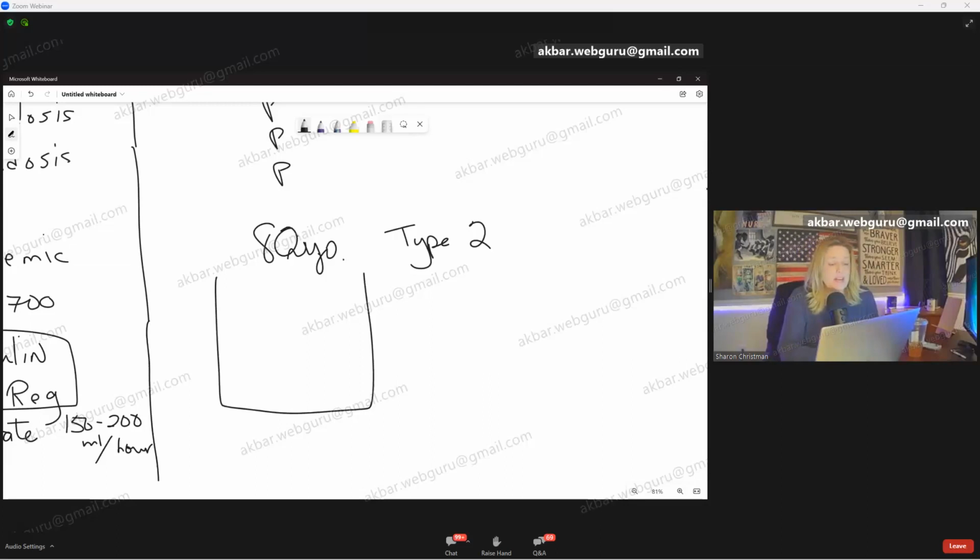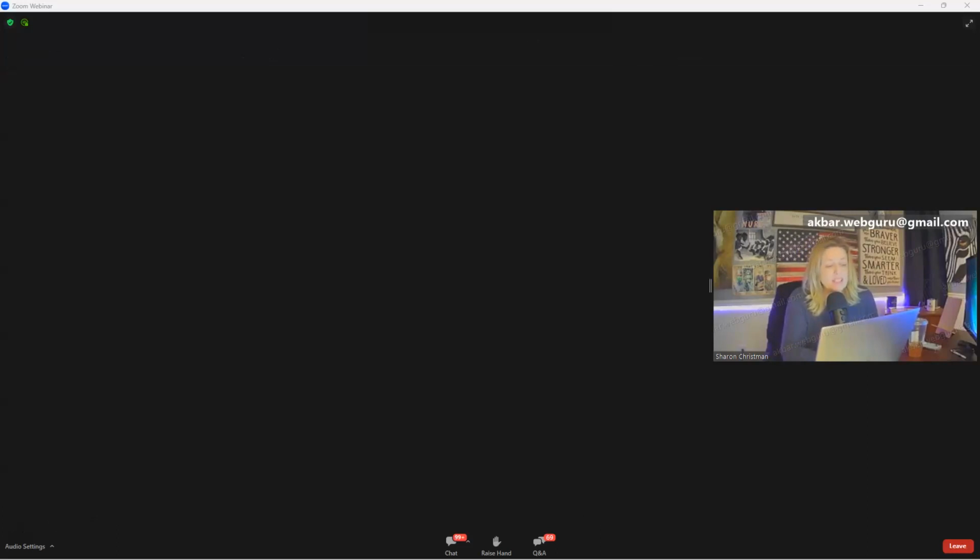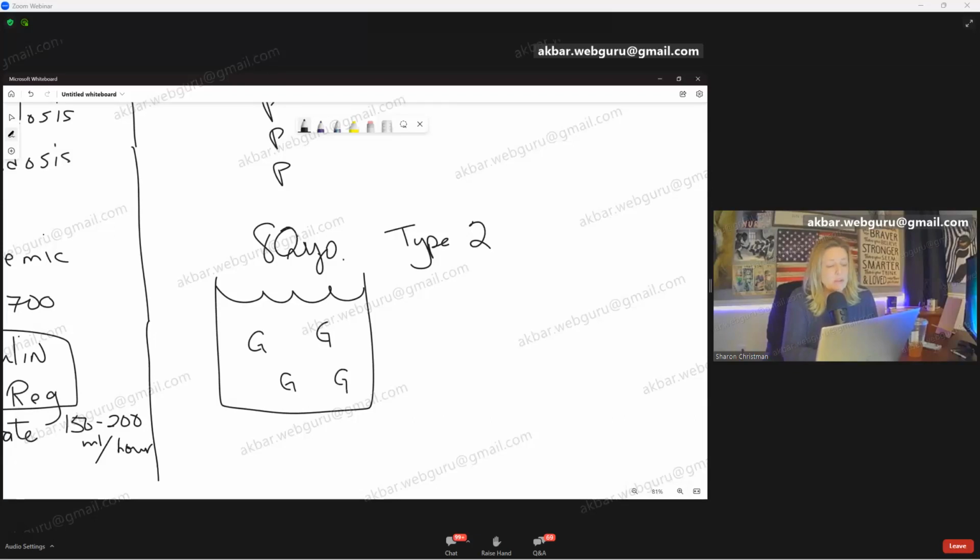So let's say this is our 80-year-old lady, and this is how much fluid she normally has. And she has this many glucose molecules in that much fluid. That's a blood sugar of 150 when we test it. But now she's had a stroke and she's in a nursing home, so now she's becoming dehydrated. But she still has the same number of glucose molecules in her blood, but now it's really concentrated.